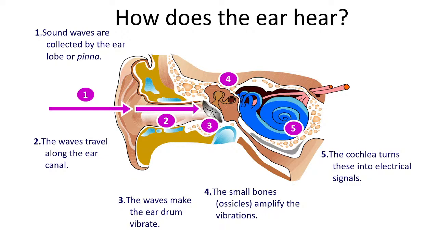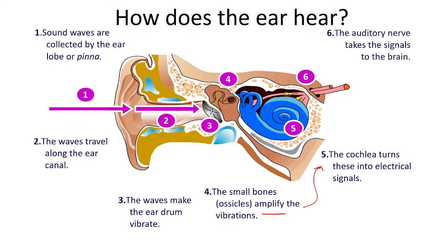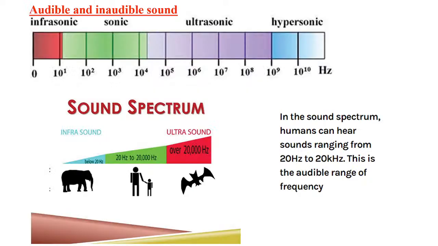So the 3 bones are going to amplify the sound, and further sound amplification is done by the cochlea, which then converts it into an electrical signal. Then with the help of the auditory nerve, the auditory nerve will take it to the brain, and the brain is going to understand and analyze the sound wave. Then the brain is going to interpret it. So that's the working of the human ear.